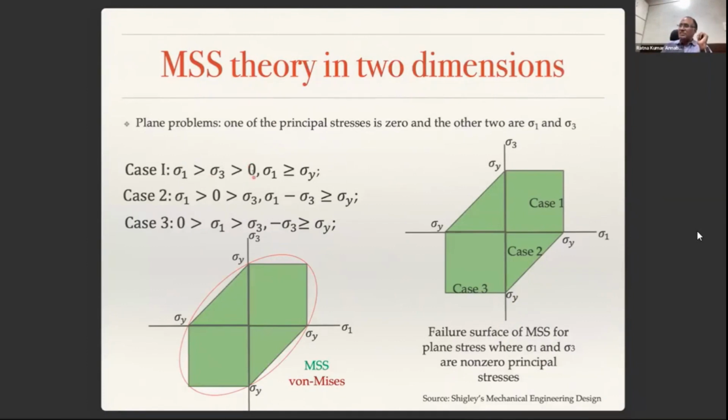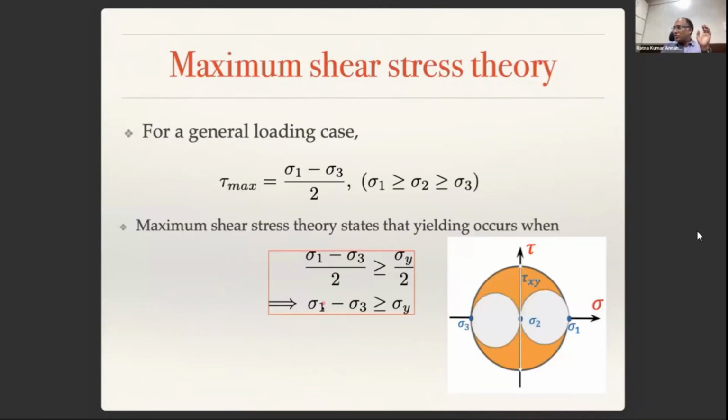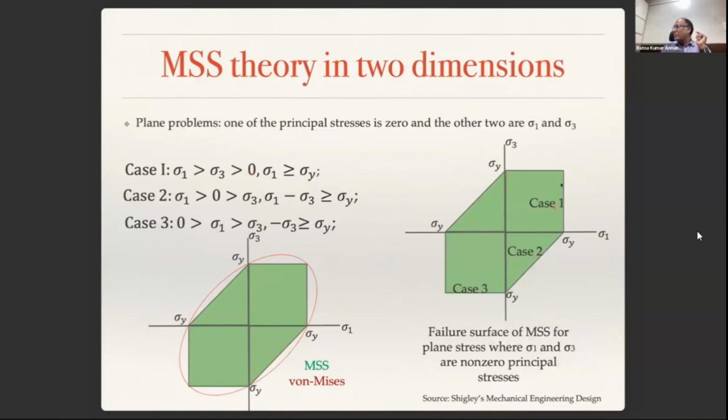Right? Because that is one of your principal stresses. So now if you look carefully, from the three-dimensional perspective, sigma 1 is the largest stress, 0 is the smallest stress. So if you plug into this equation, sigma 1 minus 0 is greater than or equal to sigma y, or sigma 1 minus 0 is equal to sigma y. Correct? That means sigma 1 is equal to sigma y is your failure surface. For case 1, sigma 1 is equal to sigma y means that straight line is your failure surface first. Is that clear or not?